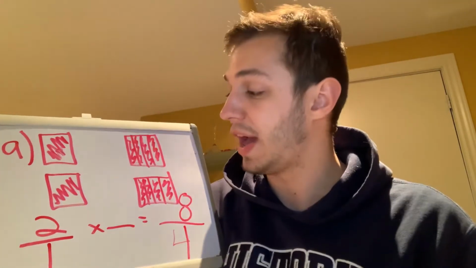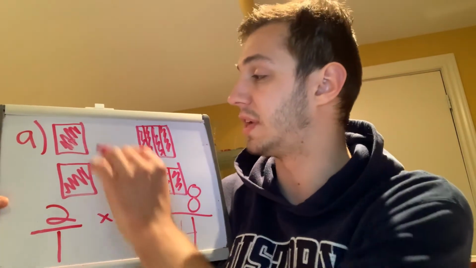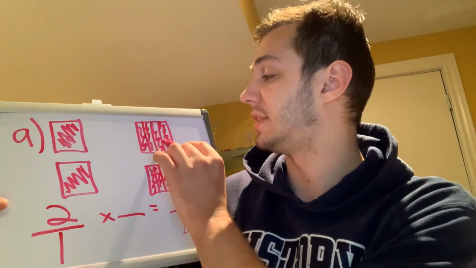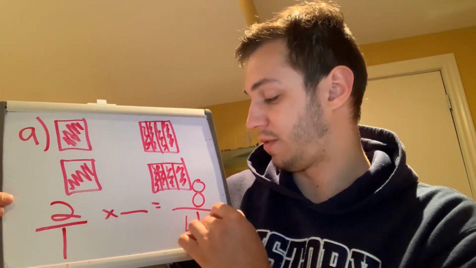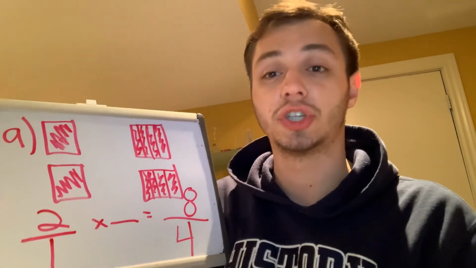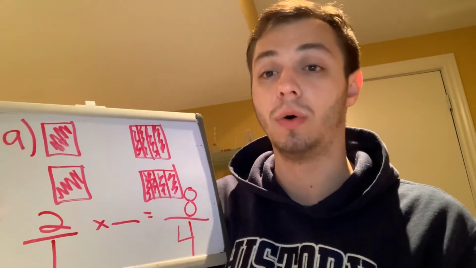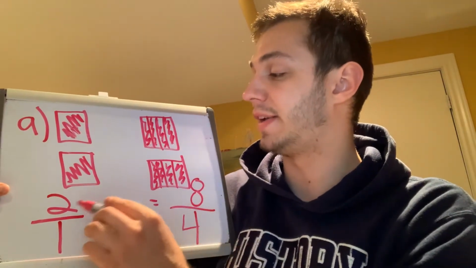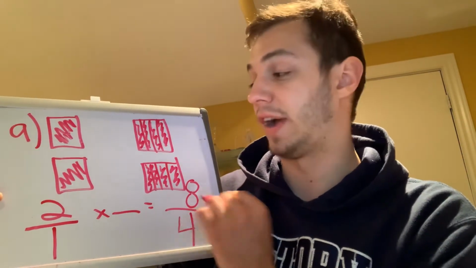So what we've done so far is, for the first set of images, we wrote our fraction, which was 2 over 1. For the second set of images for part A, we wrote down the fraction, which is 8 over 4. So now we want to show that these two fractions are equivalent, or they are equal. So how we're going to do that is we're going to find out what we multiply this first fraction by to get this second fraction, right?